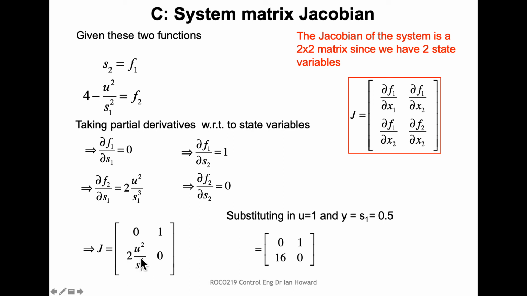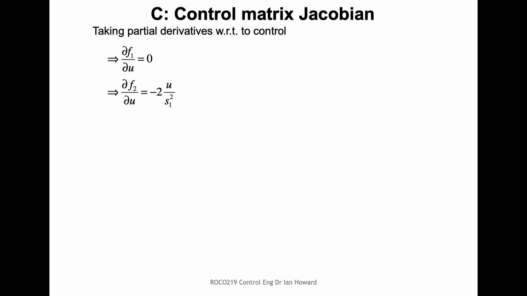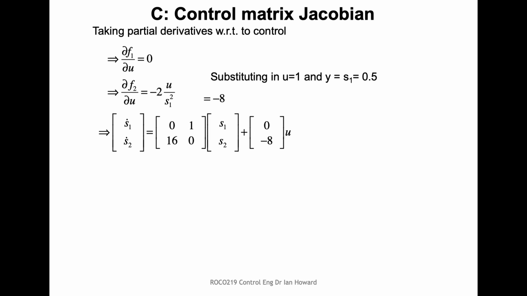So that's 1 divided by 0.5 times 0.5 times 0.5. So that's going to give us basically 16. We've also got to sort out the control, so we have to do the derivatives with respect to the control variables as well. There's only one control, u, so we have to do df1/du and df2/du, okay? And again, we substitute in the values of u equals 1 and S1 equals 0.5.